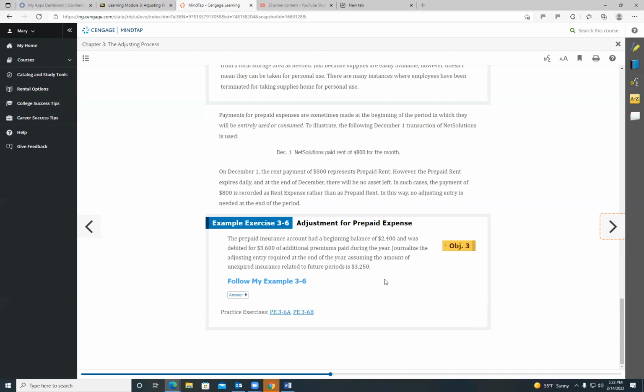So we need to figure out how much we need to expense. We would start by taking the $2,400, adding in the $3,600, and then subtracting out the ending balance. That will give us the amount of prepaid insurance we can now expense out to the expense account. That's how much is now expired and we can expense. So we're going to credit prepaid expense because it's now expired. It's no longer prepaid. So we're going to credit it out, taking it out of the prepaid insurance account, and post it to the insurance expense account with a debit.